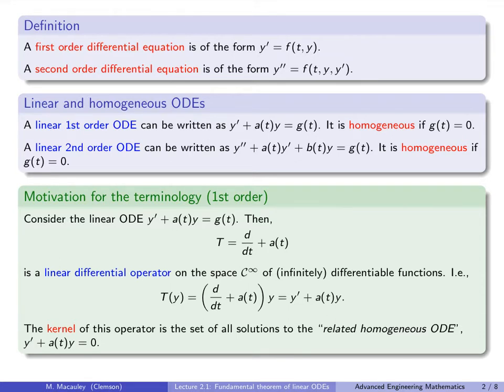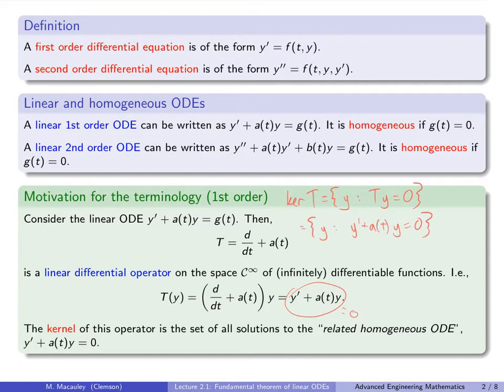So why is this true? Well, by definition, the kernel of T is the set of all functions y such that T of y equals 0. Now what does it mean if T of y is 0? It means this is the set of all y such that y prime plus a of t y equals 0. So that's what the kernel of T is.